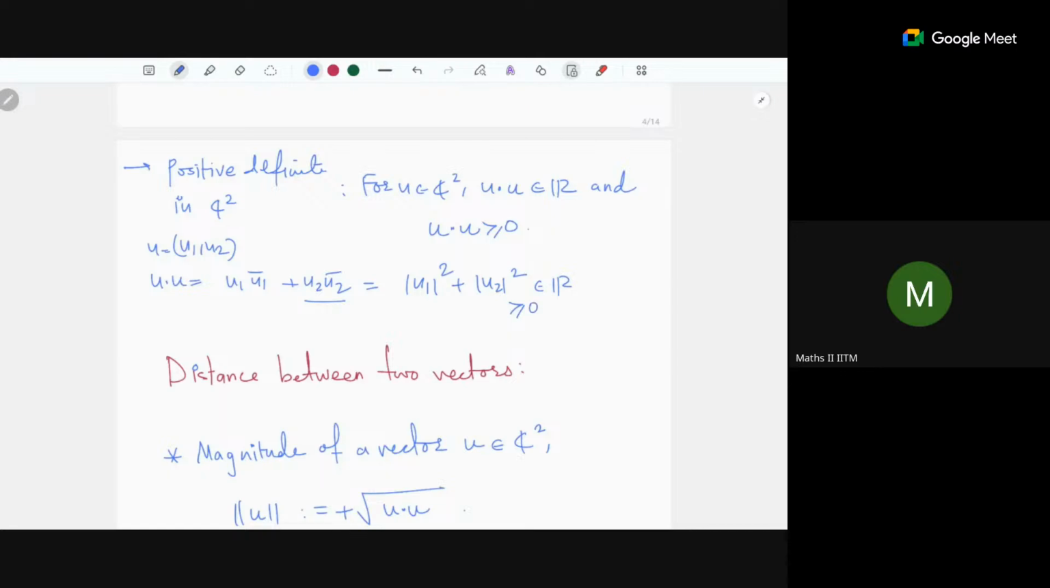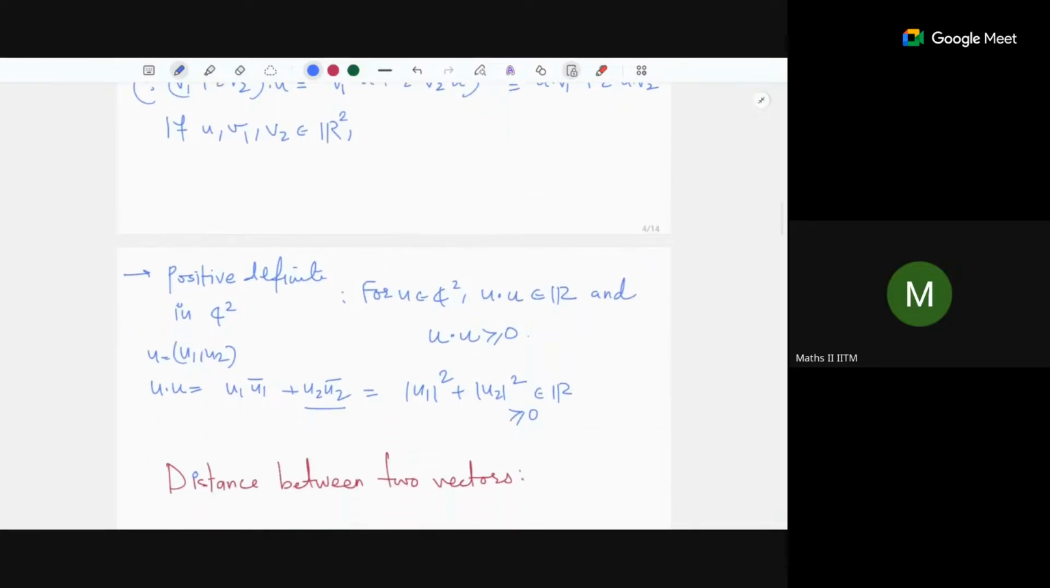Now we can answer your question, Tanji. You asked me earlier why do we take u1 bar? In order to satisfy this positive definite condition, we need to take the conjugate of vectors of complex numbers. Otherwise this positive definiteness will not make sense if you just take any random product. So that's why we need to have u1 bar and u2 bar to define this positive definiteness. So these are the properties for C2.